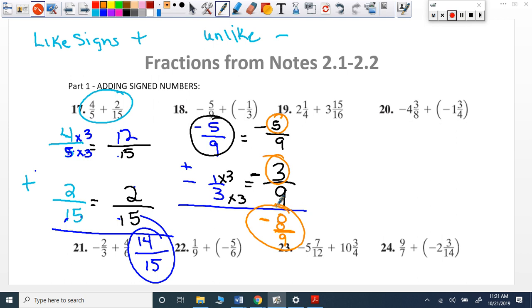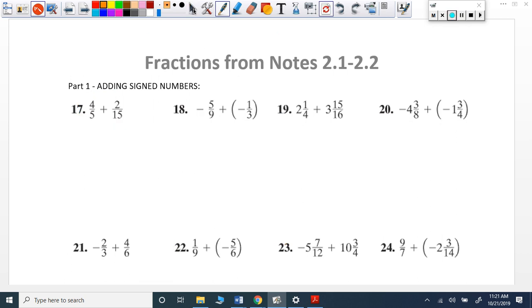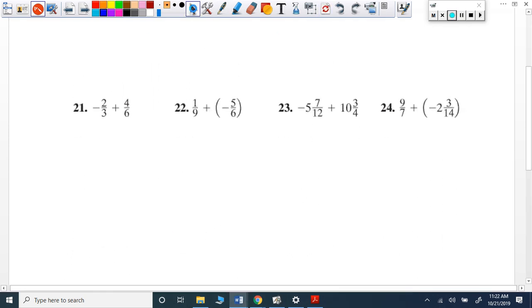Really? Anybody think this is easier than when you learned it before? It gets easier every time you see it. I'm not a fan of fractions, but the more I work with them, the better. We're going to come back to 19. Let's go down to 21.